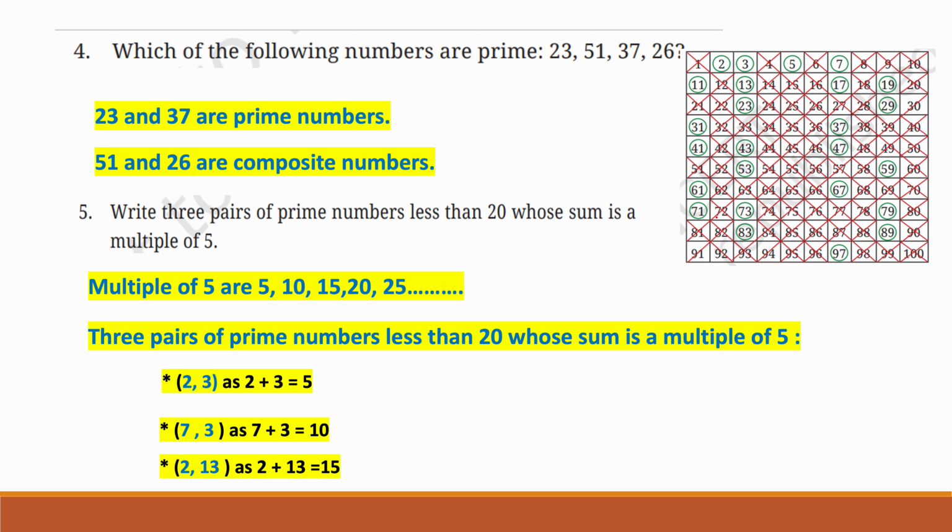Then another pair, 2 and 13. They are prime numbers less than 20. What is their sum? 2 plus 13 is 15. It is a multiple of 5.